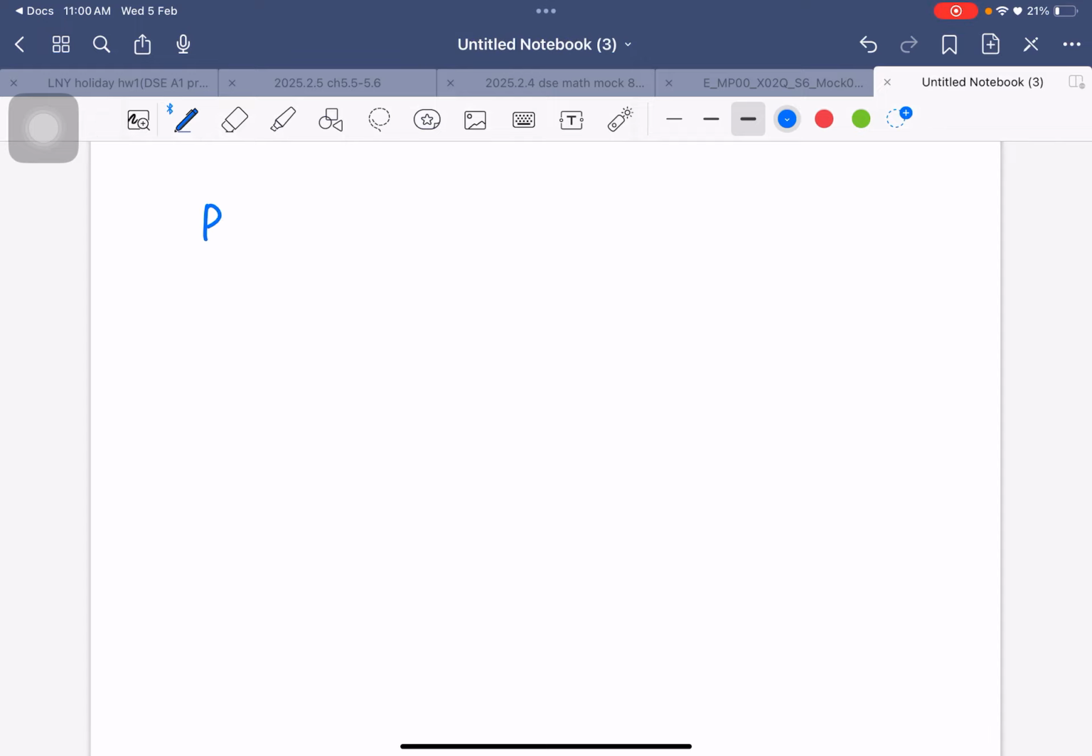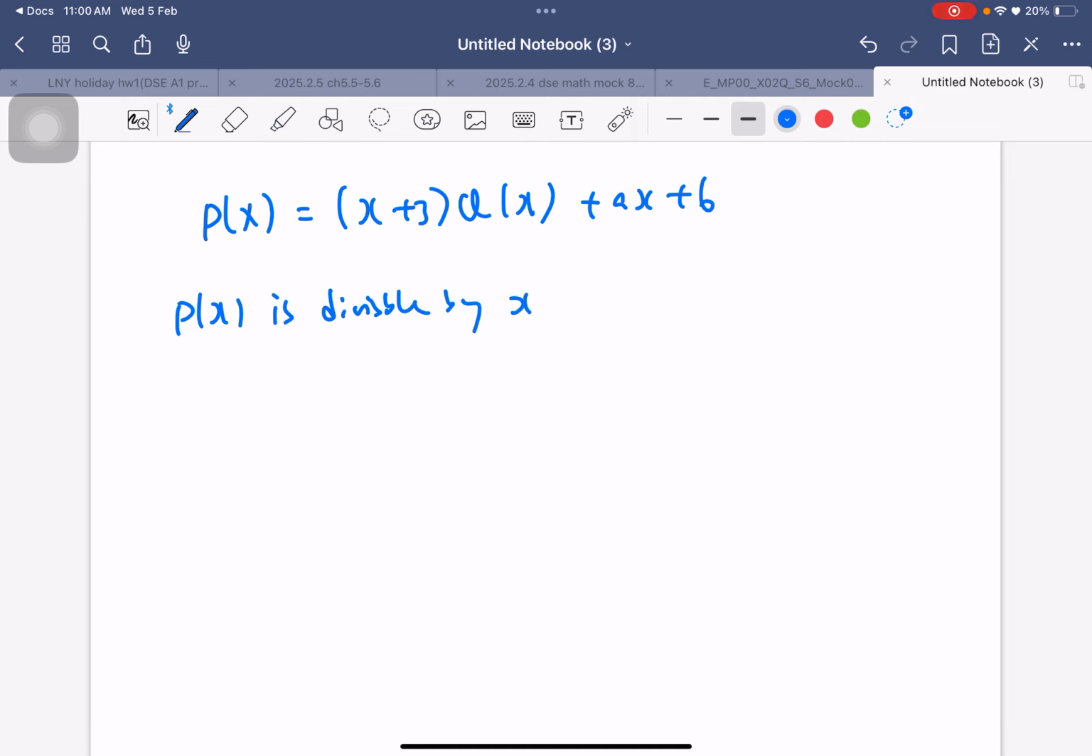Question: now we have P(x) equals (x + 3)Q(x) + ax + 6. P(x) is a polynomial and a is a constant. It is given that P(x) is divisible by x + 3. What's the meaning of divisible? Equal to 0. So when it's substituted in, it's equal to 0, isn't it? Then find out what is the remainder when P(x) is divided by x − 1.